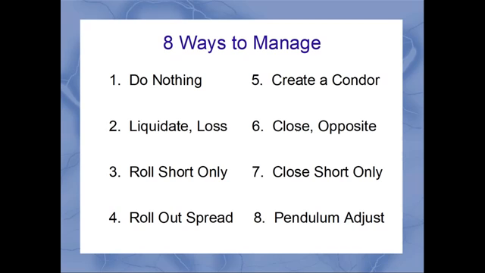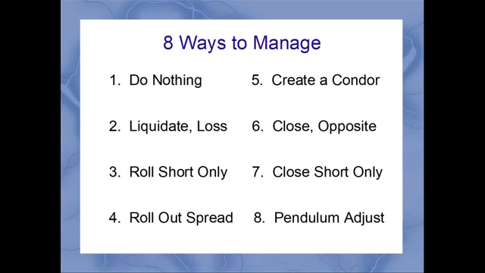Number 7, speculative, but still a possibility. Your sentiment is completely changed. Whatever event happened while you're in the trade, you're now very bearish. Close the short put only. Buy to close the 27 short put. Leave the 25 open. You're now in a long put position that can have extended profits if it continues to fall. And number 8 is the pendulum adjustment, which I use in a certain aspect.